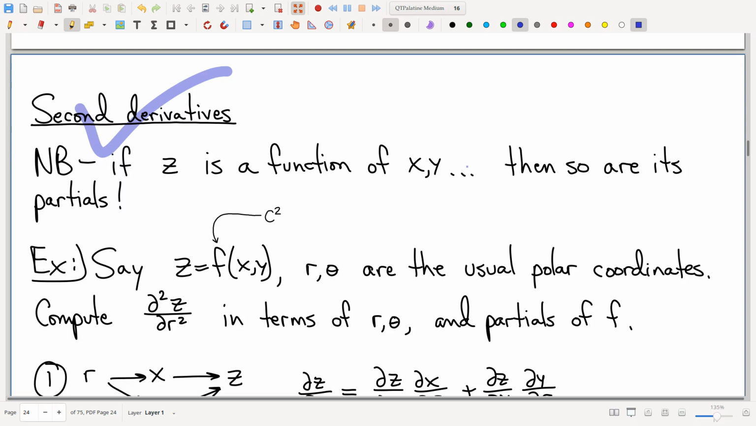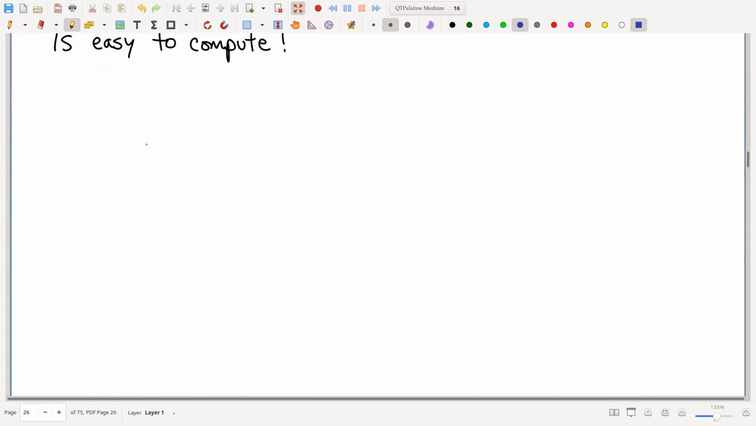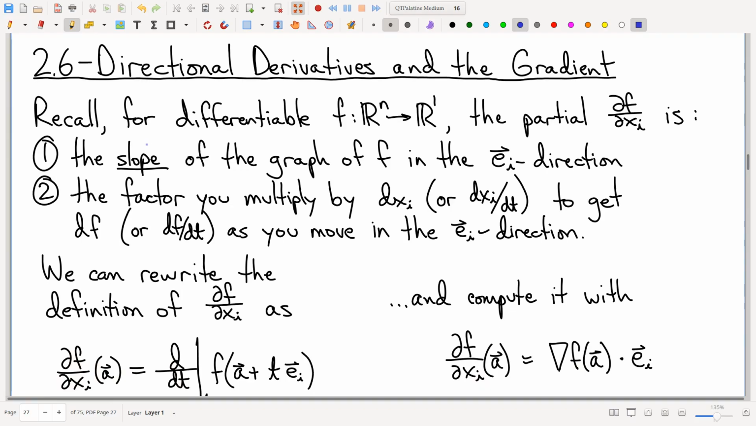Anyway, one of my big criticisms of our textbook, which I generally like. I think our book is actually very good overall, but this is an unfortunate omission. Okay, moving along into section 2.6. This is a neat topic.